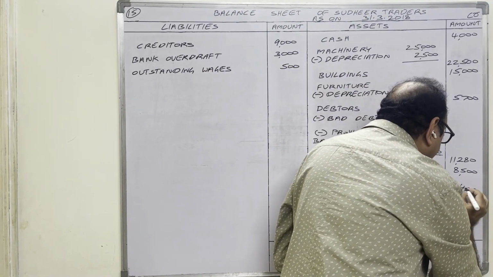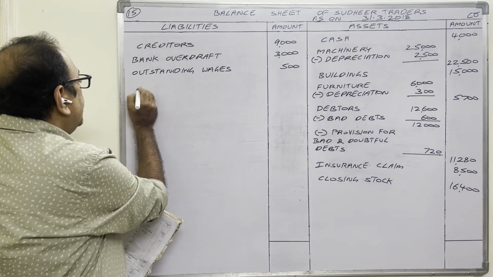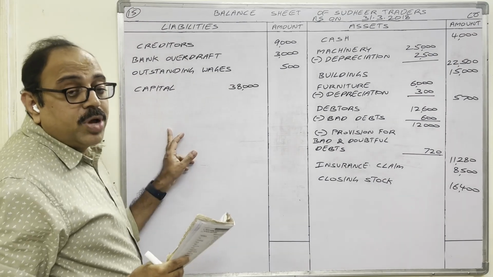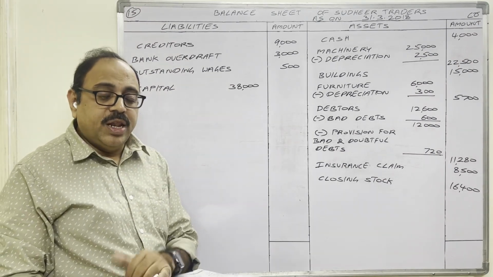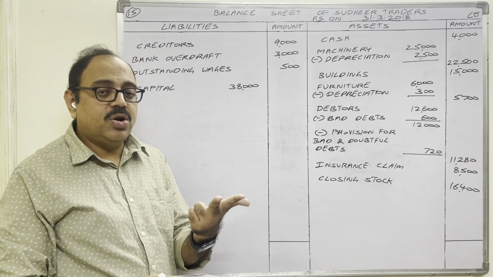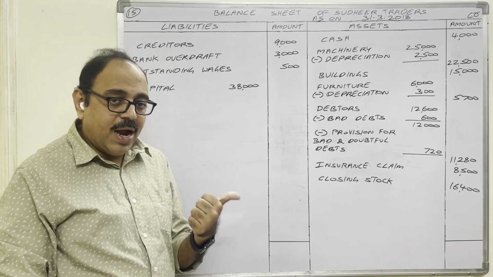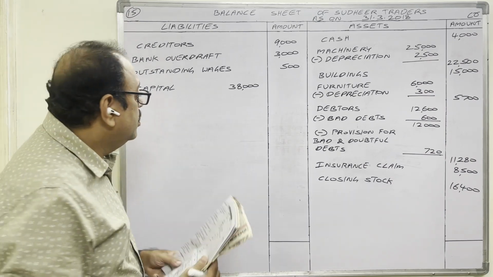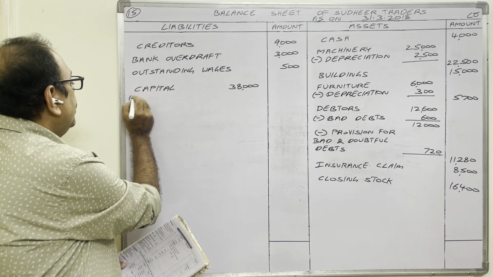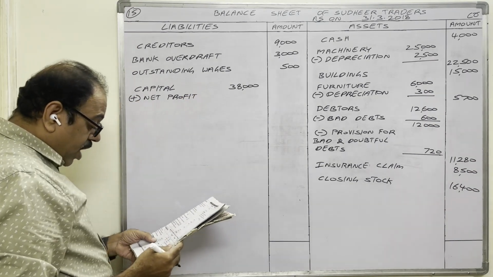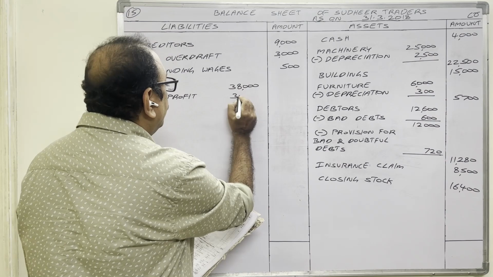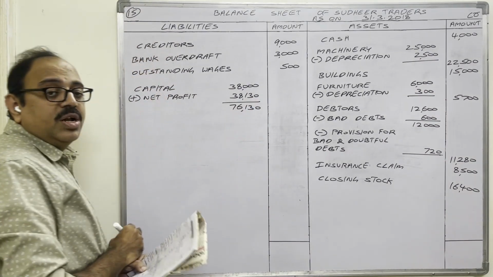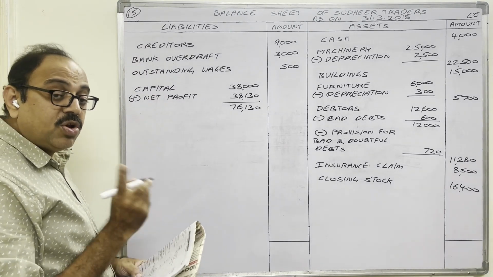Liability side, capital adjustment is there now. Capital in inner column 38,000 rupees. Related to capital there are 3 amounts: net profit, drawings, interest on drawings. Net profit we have to add. These two, drawings and interest on drawings, we have to subtract. First, net profit we will add. In the profit and loss account our answer 38,130 came now. That amount. Total 76,130. From this, first drawings we have to subtract.